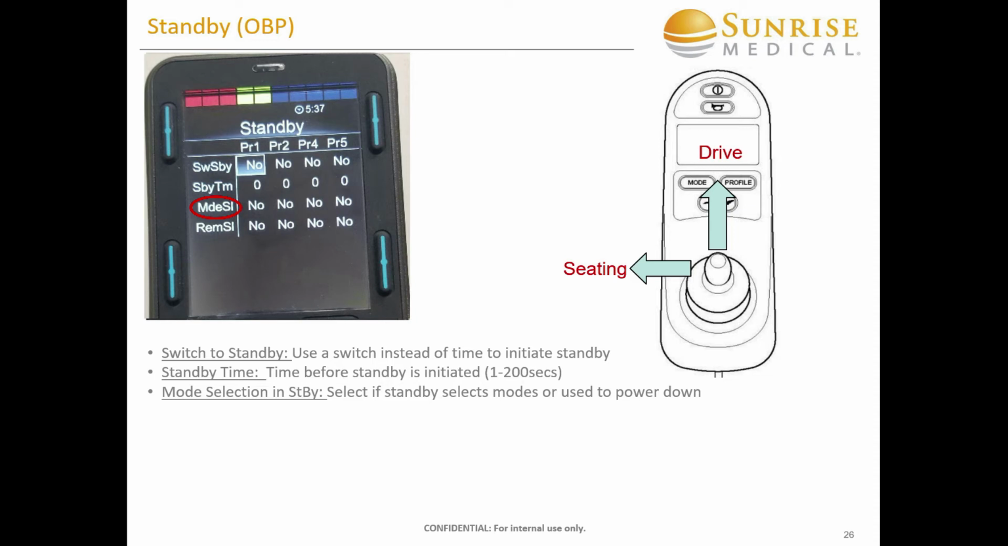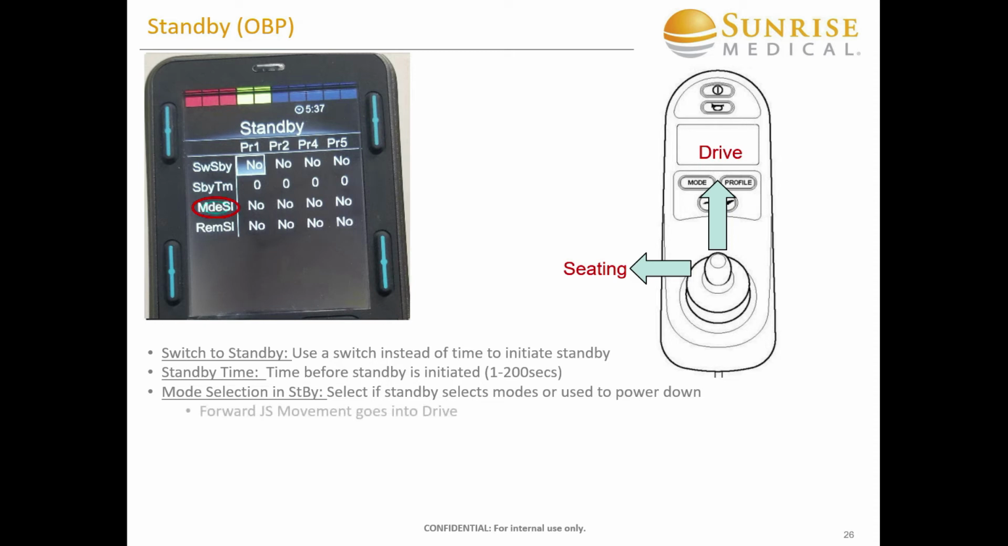They move the joystick to the left, and now they can go forward and back and left and right in order to use the seating. Again, they come back to neutral. They wait. It goes back into standby. Now they can go back and go forward to drive, or again enter into seating one more time.